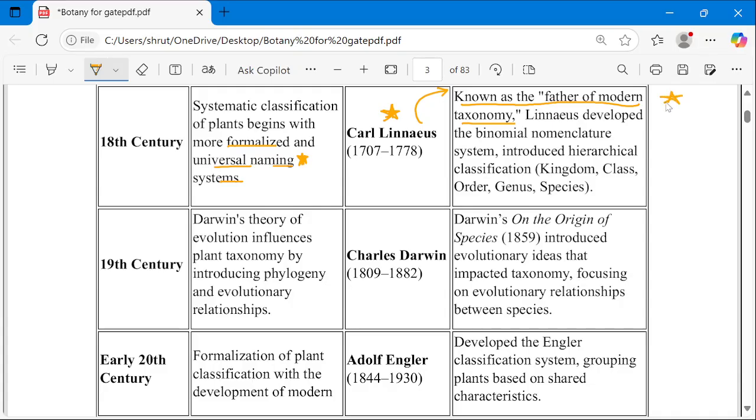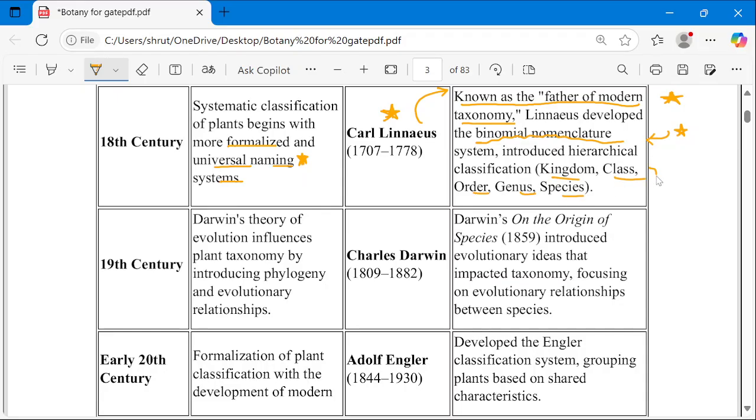Carl Linnaeus is known as the father of modern taxonomy, and Linnaeus developed the binomial nomenclature system. So who developed the binomial nomenclature system? The answer is Carl Linnaeus, who also introduced the hierarchical classification of kingdom, class, order, genus, and species.